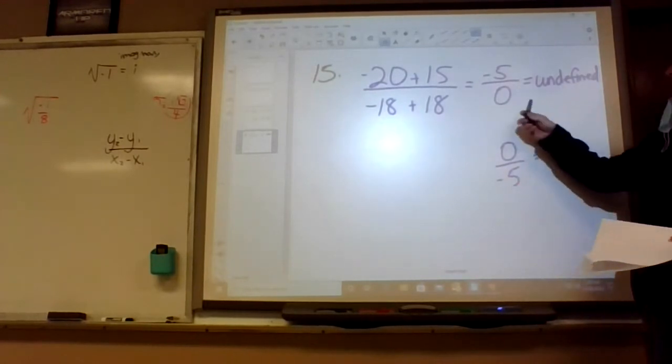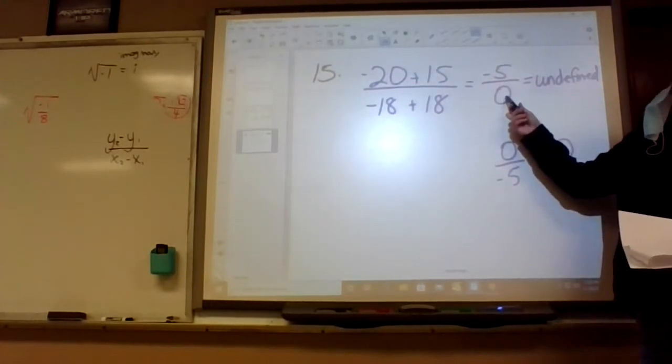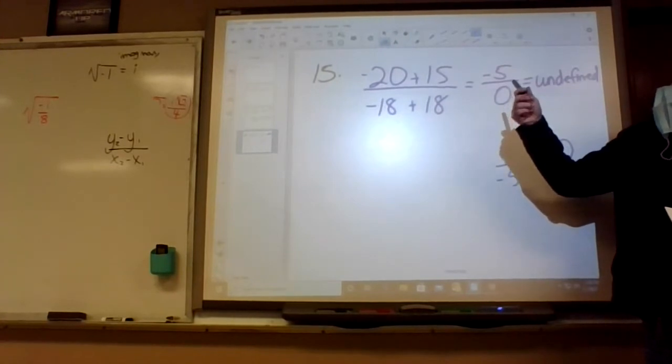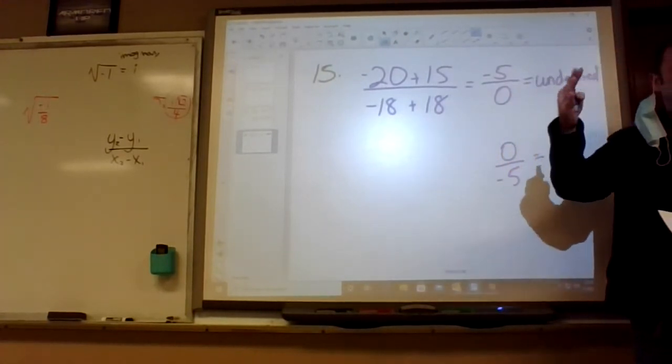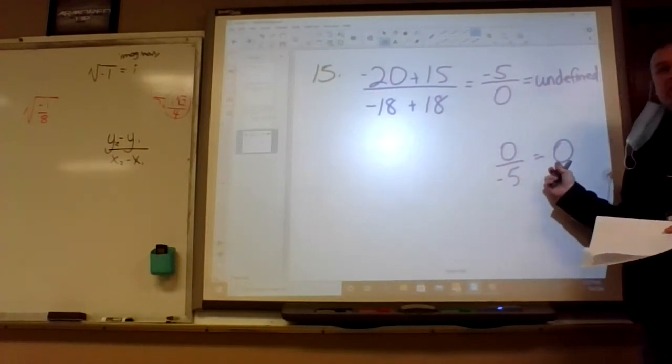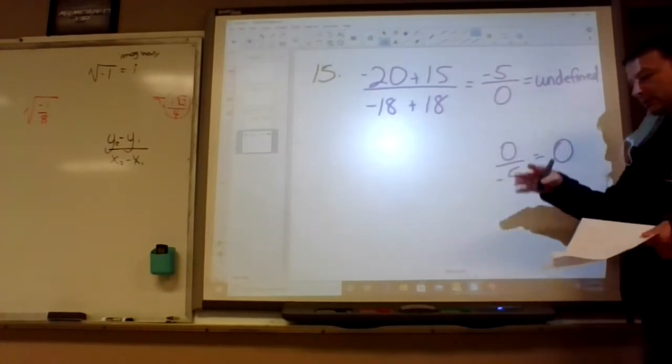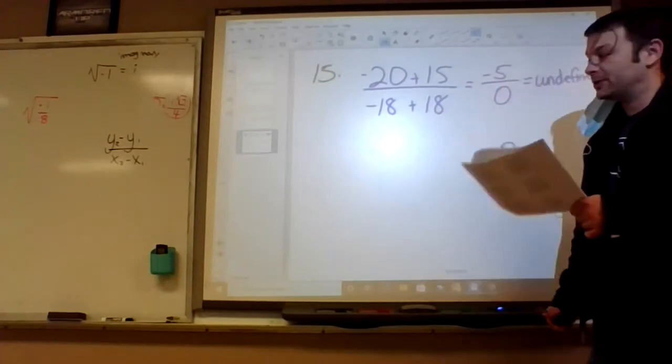So what did the picture look like on the graph when you had an undefined slope? Yes, vertical line. Okay, so the 0 slope was the horizontal line.